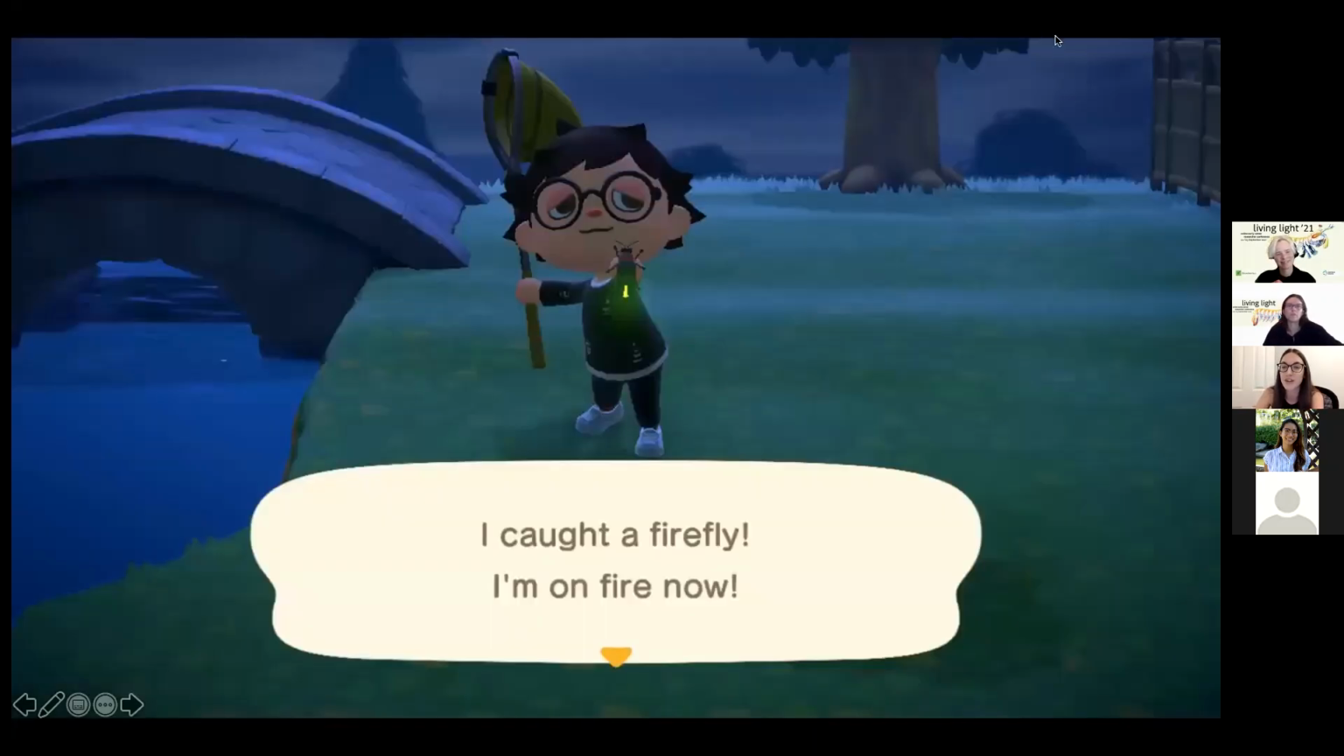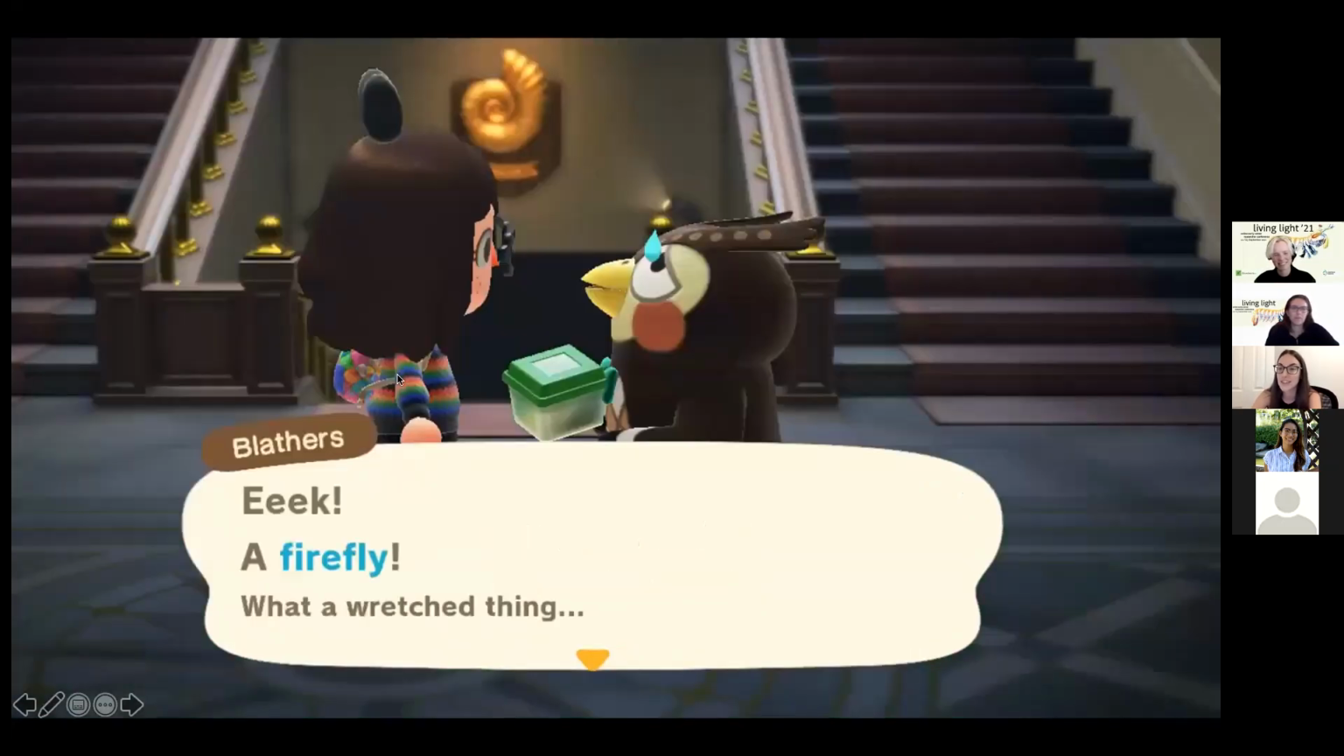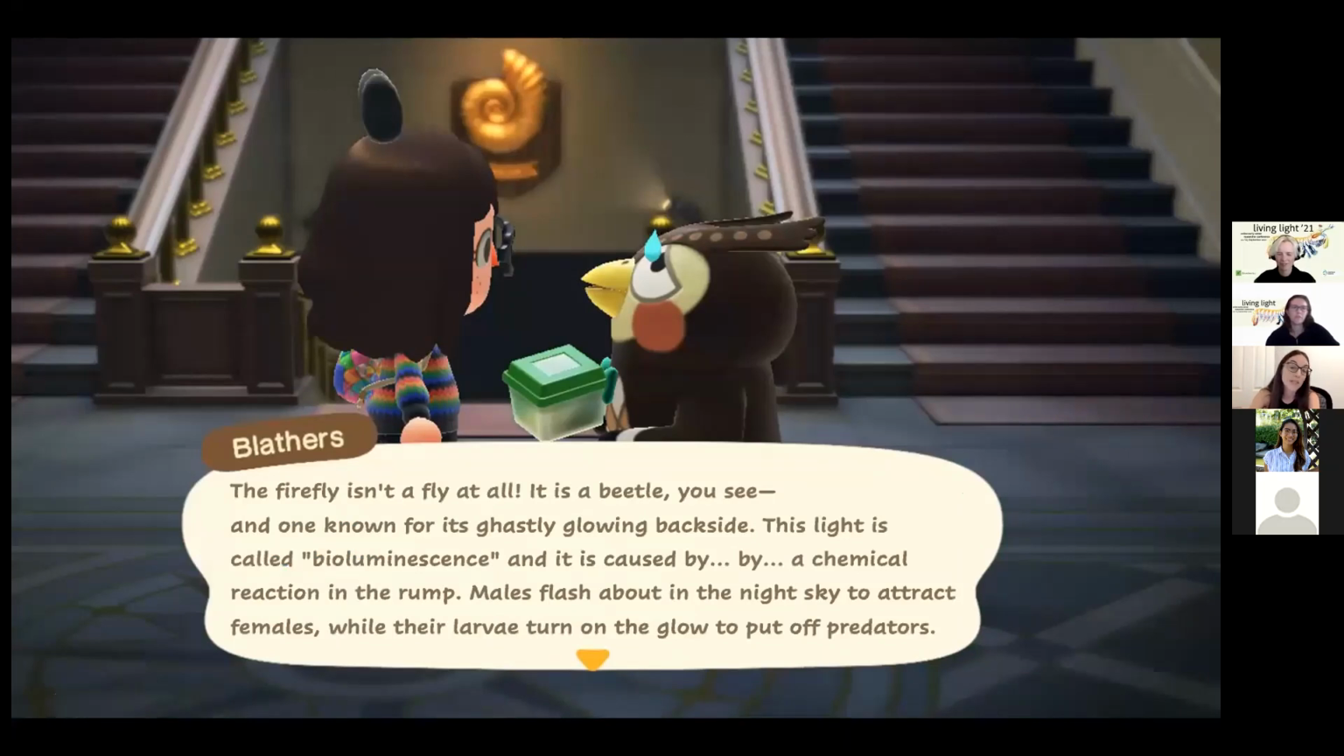Fireflies, of course, are insects that come out in the month of June in the popular Nintendo game Animal Crossing. And when you take them to the museum curator, Blathers, he's a little upset because they're insects, but then he'll tell you that fireflies are beetles that produce bioluminescence via a chemical reaction housed in their abdominal lanterns, and that males flash about in the night sky to attract females while their larvae turn on the glow to put off predators. And Blathers does a great job. There's not all that much that I can add.